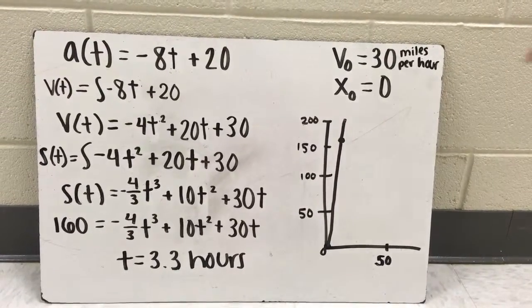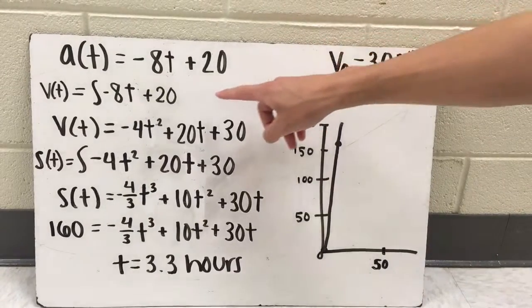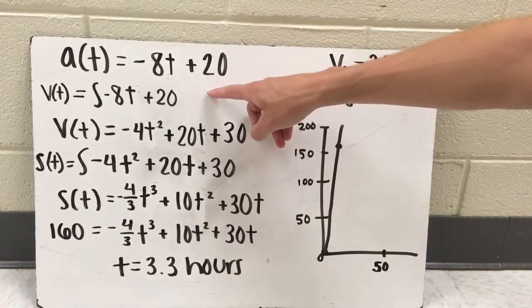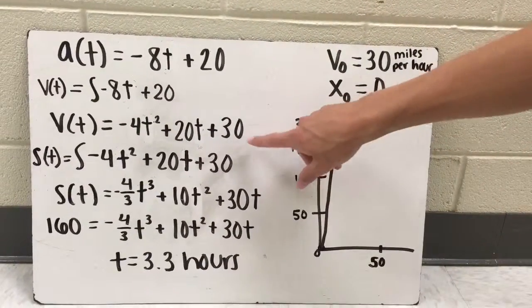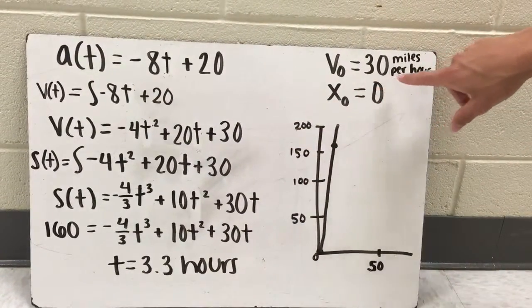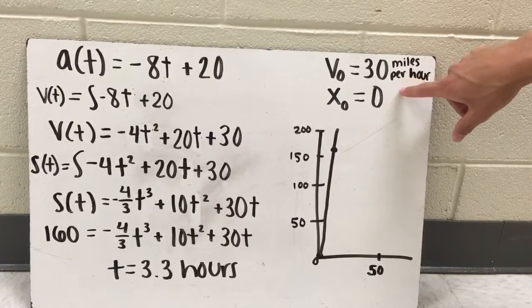So first we start with the acceleration, and then we took the integral of the acceleration and ended up with negative 4t squared plus 20t plus 30. We know that there's a plus 30 here because our initial velocity is 30 miles per hour.